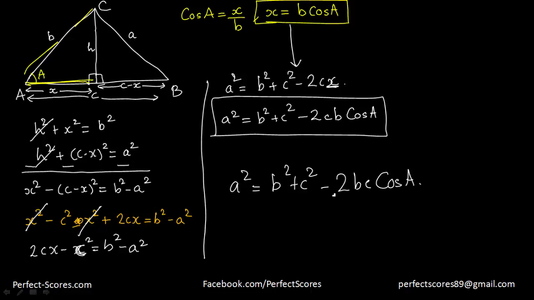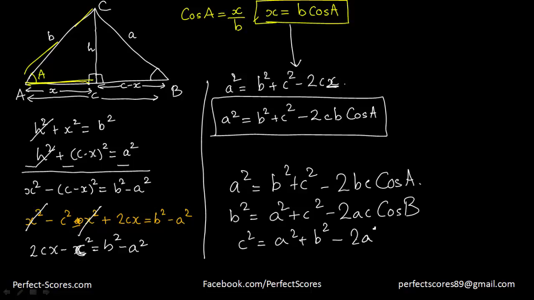Now I can do the same story all over again, and instead of substituting X to be b cosine of A, I can substitute X with respect to the cosine of B and the cosine of C. This is the result that I'm going to get: b squared is equal to a squared plus c squared minus 2ac cosine of B, and c squared is equal to a squared plus b squared minus 2ab cosine of C. All I have to do is invert the angle and do the same stuff again. This is what I will get.